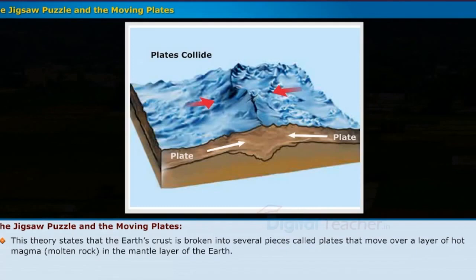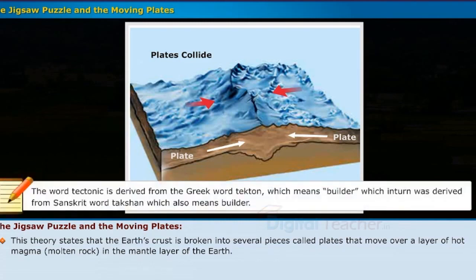This theory states that the Earth's crust is broken into several pieces called plates that move over a layer of hot magma, molten rock, in the mantle layer of the Earth. Note: the word tectonic is derived from the Greek word tekton, which means builder, which in turn was derived from the Sanskrit word takshan, which also means builder.